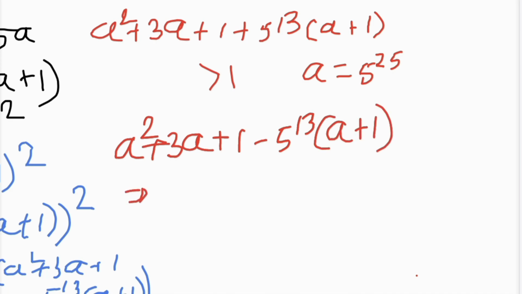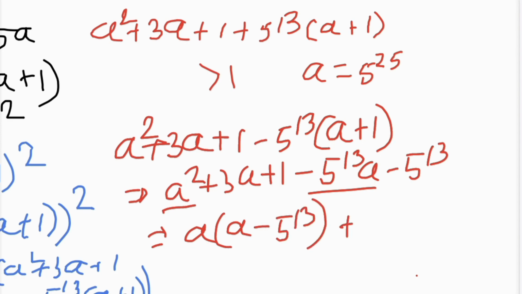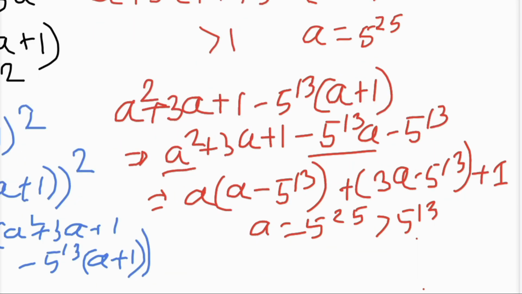So now let's decompose it: a^2 + 3a + 1 - 5^13 a - 5^13. From a^2 and minus 5^13 a, we can take a common, so what is left is a(a - 5^13). Then let's write 3a - 5^13 together, and the remaining is 1. As a is 5 raised to the power 25, that is definitely greater than 5 raised to the power 13. So this one is definitely greater than 1, this one is also greater than 1, so the whole expression is greater than 1.